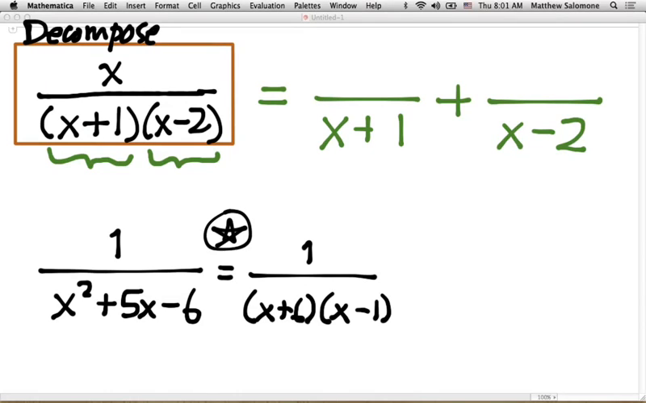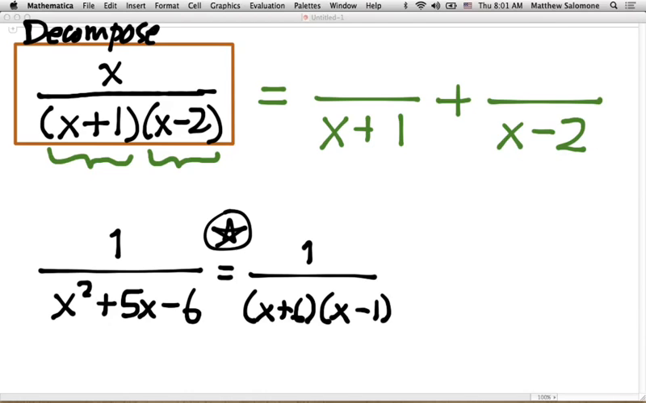But any partial fraction decomposition problem, start by factoring the denominator, because those factors in the denominator are going to make the denominators of your decomposition. So in our first example here, x plus 1 and x minus 2, we'll make those our denominators.